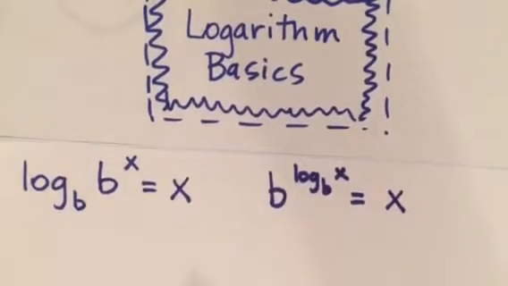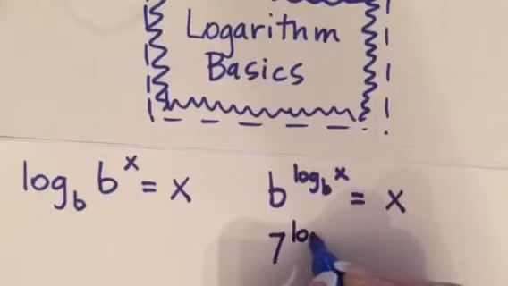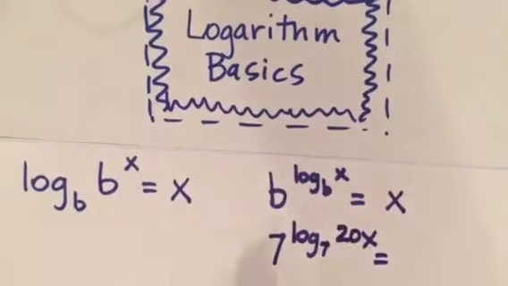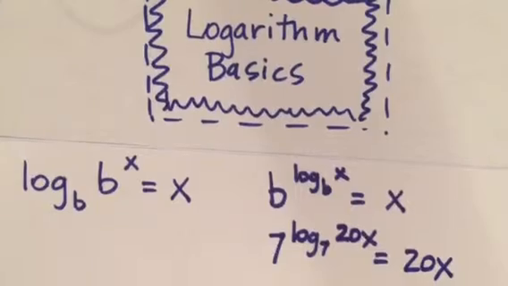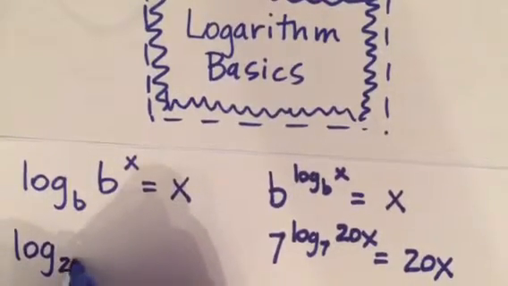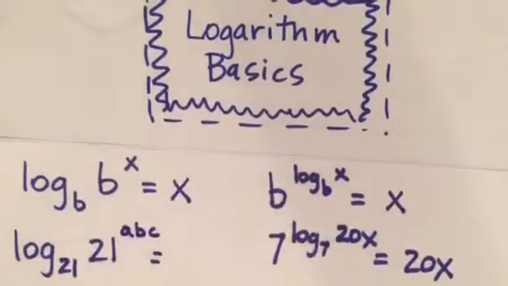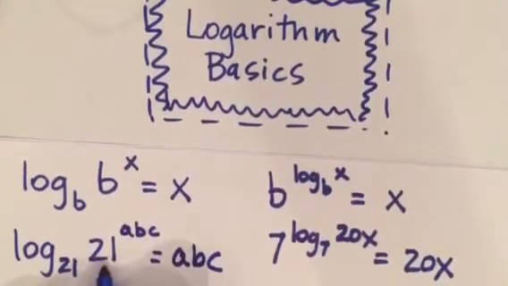Okay, so an example of this would be something along the lines of, let's do one over here. How about 7 raised to the log base 7 of 20x. Okay, well, since we have an exponent with a base of 7 and a logarithm with a base of 7, those two things undo each other, and we're just left with, what is that exponent? 20x. Or we could think about it in terms of log base 21 of 21 raised to the ABC power. Well, that would give us an answer of ABC, because those bases are the same, and we have an exponential expression as well as a logarithmic expression. They just cancel each other out.